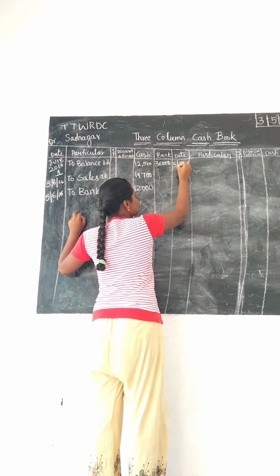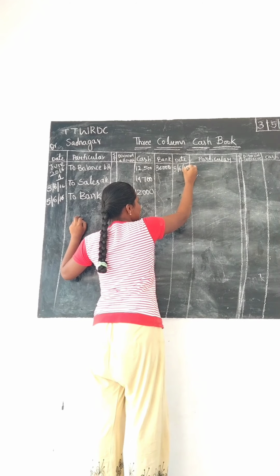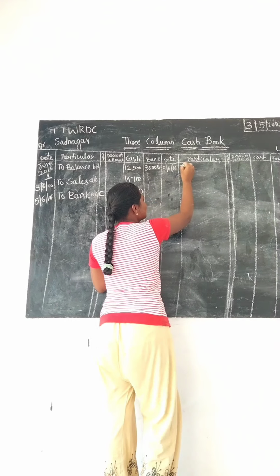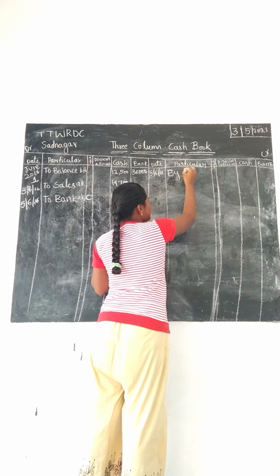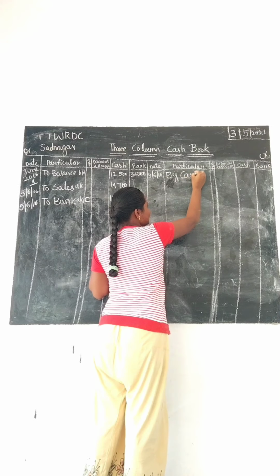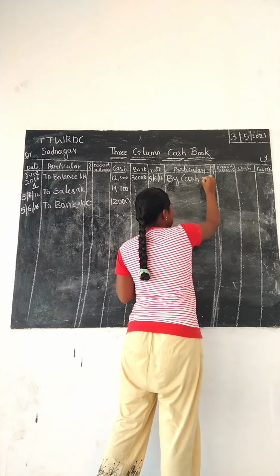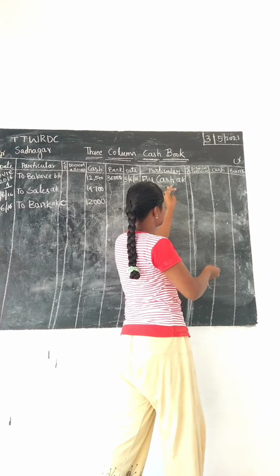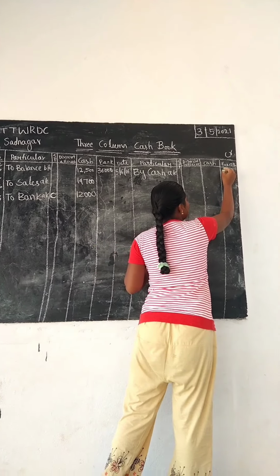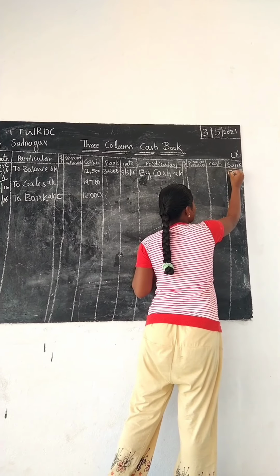On 5th June 2016, by cash. The cash account, we mention the amount in the bank column, 12,000.